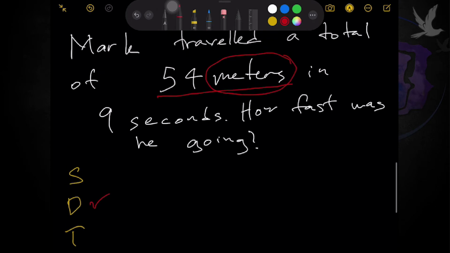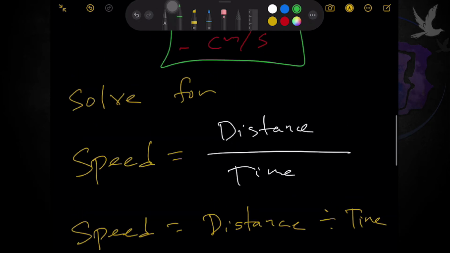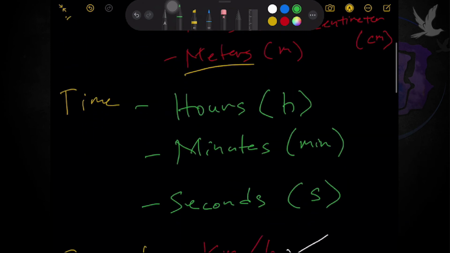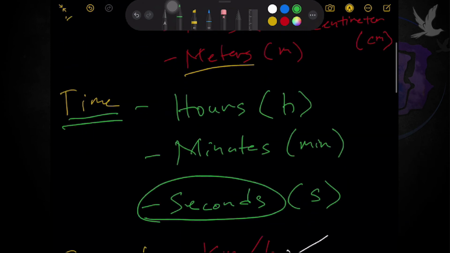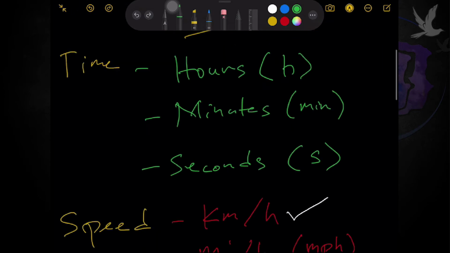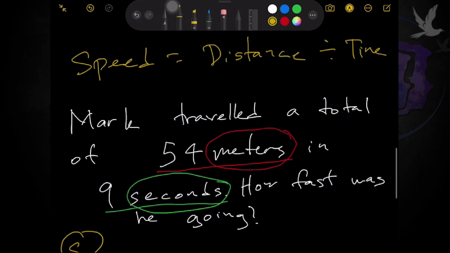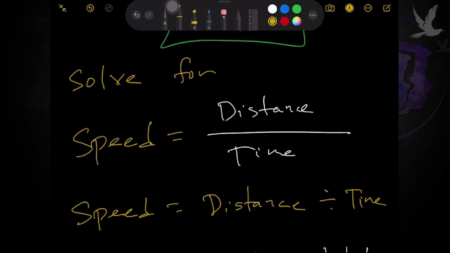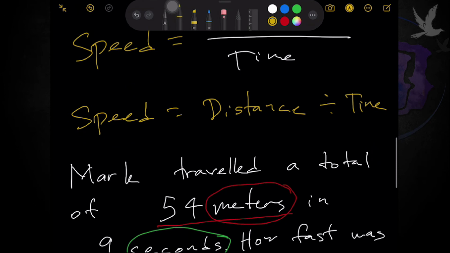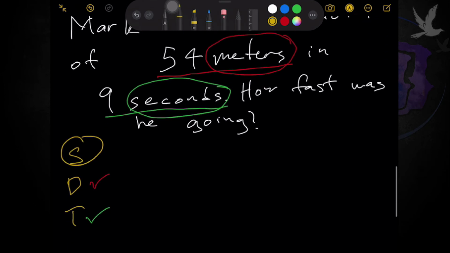And then continue reading. Mark traveled a total of 54 meters in 9 seconds. Again, kung mapapansin nyo, we have another unit again, and it says seconds. And seconds fall under what unit? Time. Okay? So, which means we now have the unit of time. What is missing here is speed. So, obviously, all you need to do now is to get the formula of speed, which is speed equals distance over time. Or, para mas maintindihan nyo, speed equals distance divided by time.